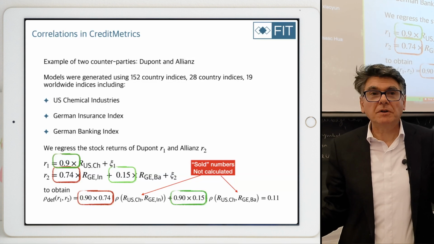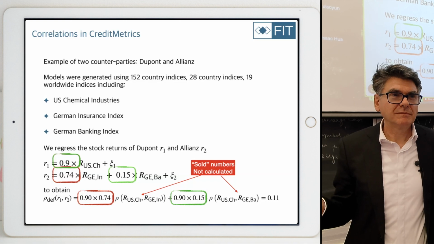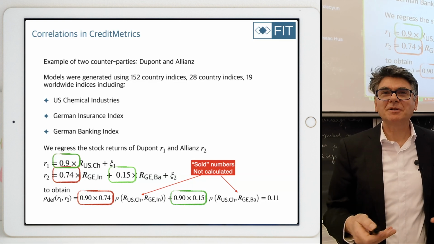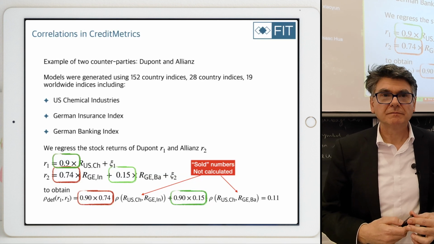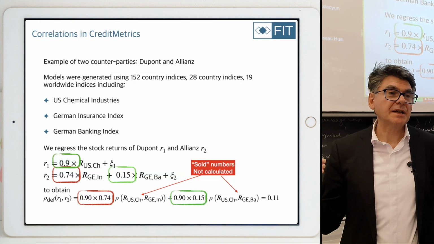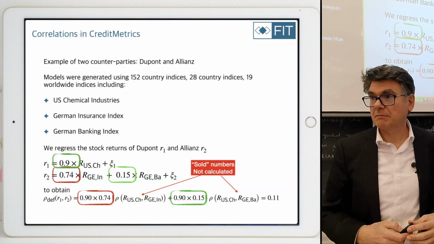The recipe, you just follow it. Okay? Don't ask me why. This is in the CreditMetrics methodology. There's no answer to why. It's rooted in some mathematical thinking, but there's no mathematical justification for this.